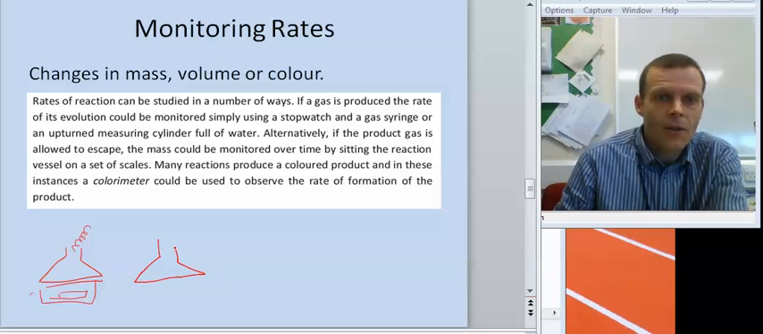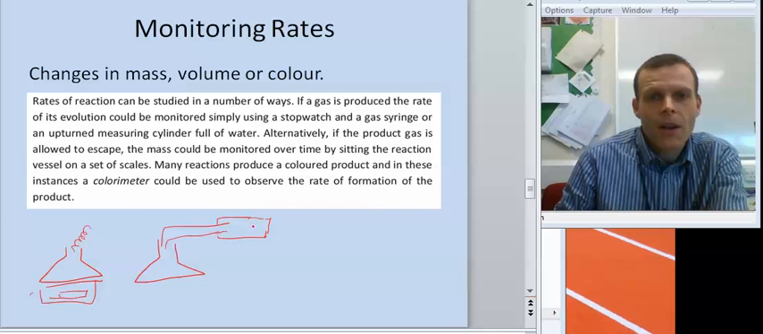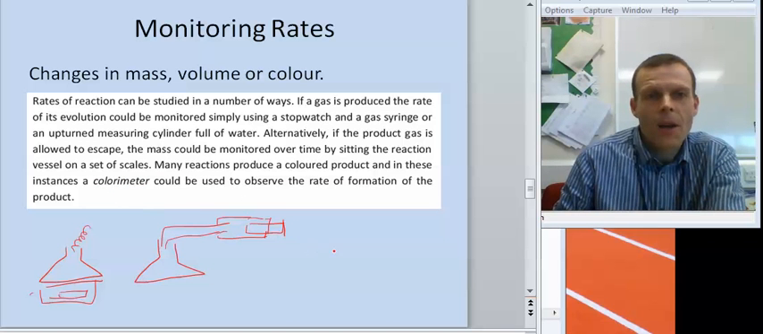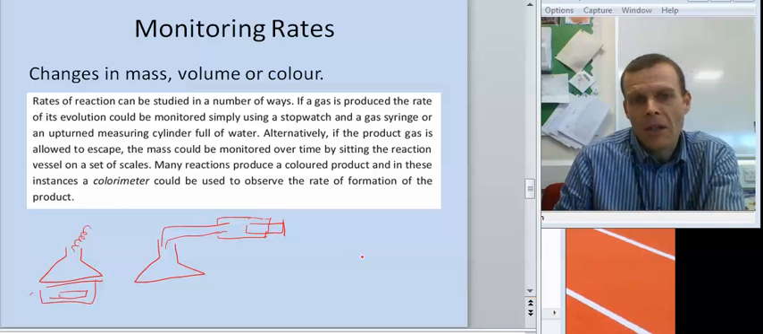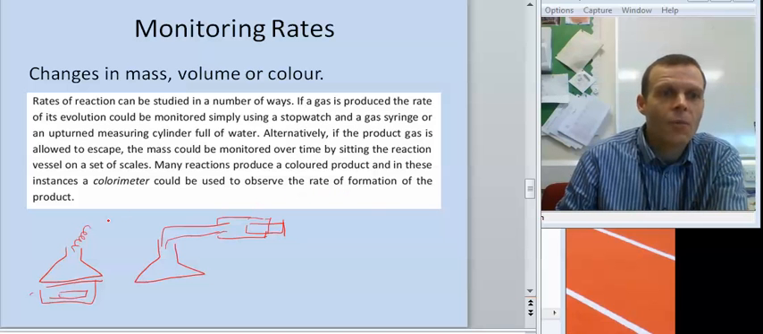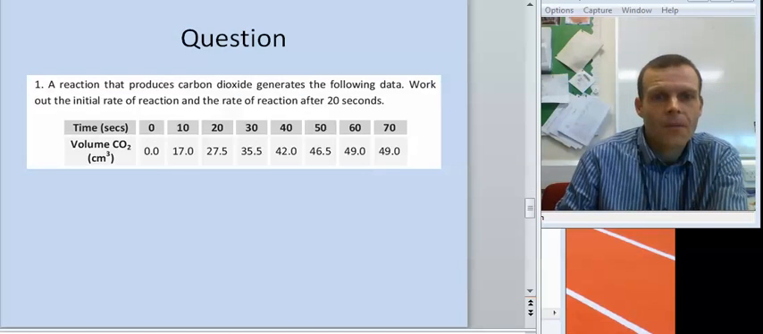Alternatively, if you didn't like using the scales, you could wire that up to a gas syringe. And again, every so often, if you were to take a reading of the volume of gas in that syringe, again, you could see how quickly that product was being formed. Many reactions will involve a color change. You can use a colorimeter. You can set that up, and you can see how that color gets darker or how it fades away. Again, monitoring it over time will give you an indication of rate.